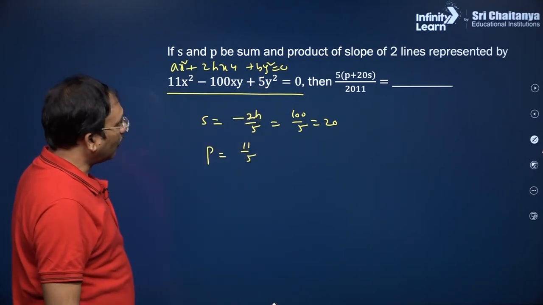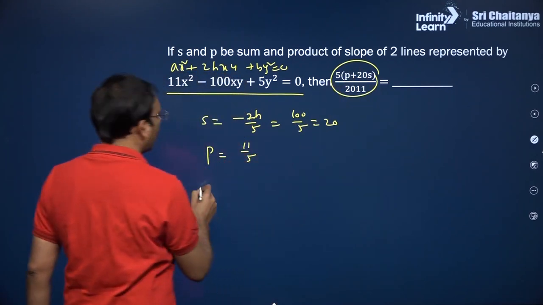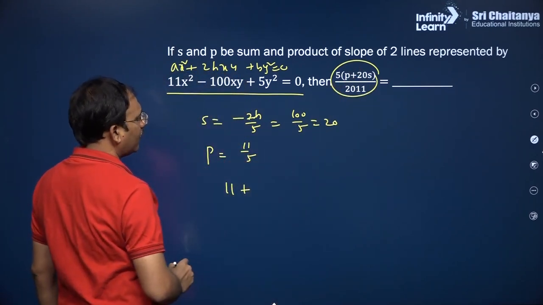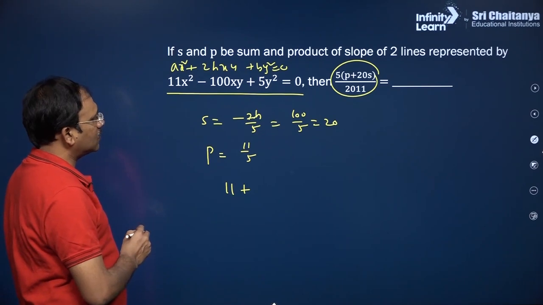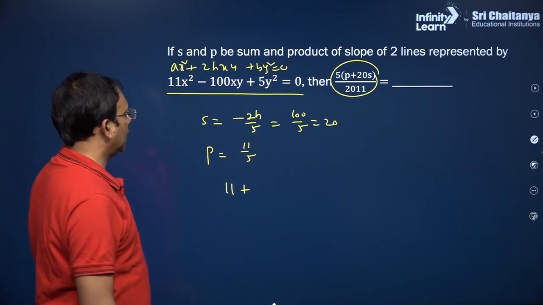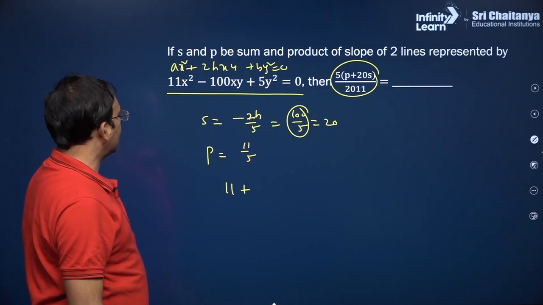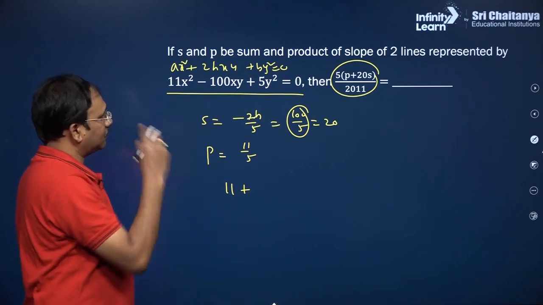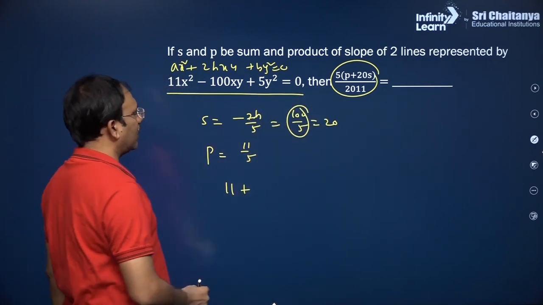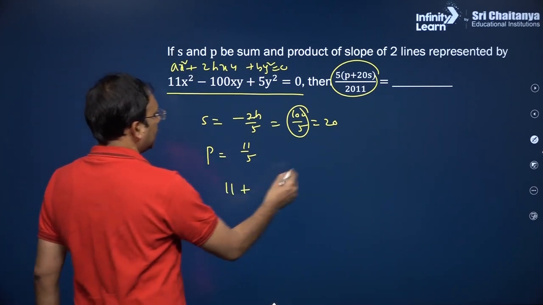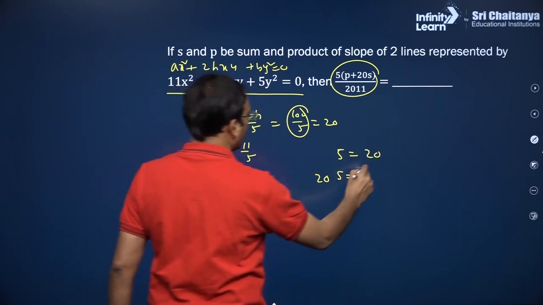11 by 5. So, now my dear friends, he wants 5 into P plus 20S. 5P is 11, plus 5 into 20 into S. 100 by 5, you can say 5S is going to be 100, and you want 100S because this is 5P plus 20S, right? Otherwise, you can write, my dear friends, S is equal to 20 and 20S is equal to 400.